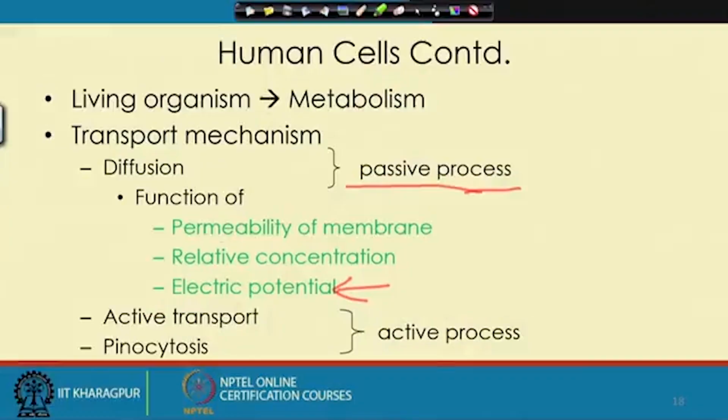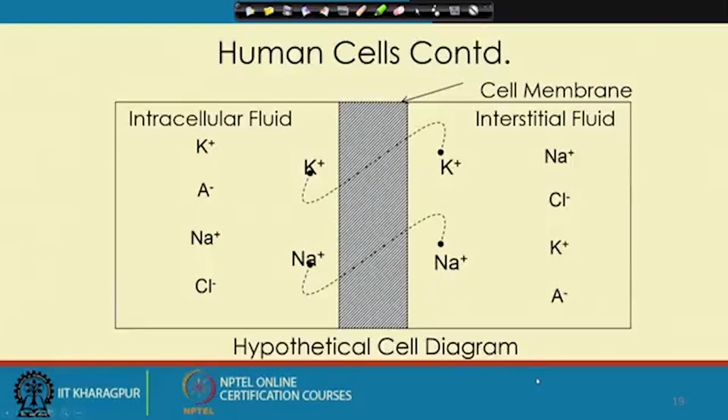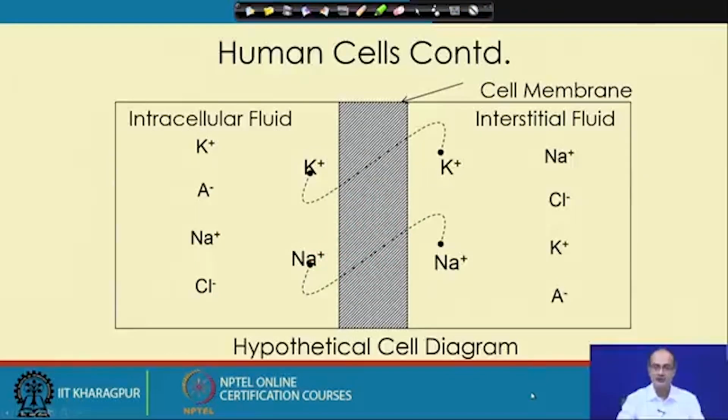Apart from diffusion, we have two other things: active transportation, which is an active process, and a specialization of it called pinocytosis. In these active processes the cell spends some amount of energy, whereas for diffusion no energy is spent by the cell. So, now we will go to the next part. Let us see how this diffusion takes place.